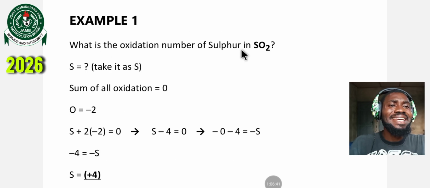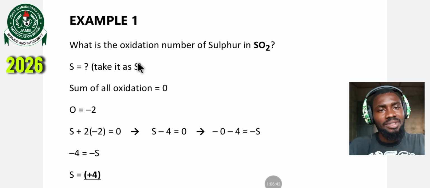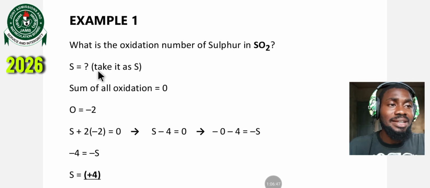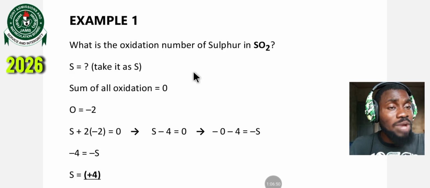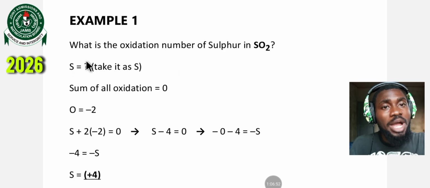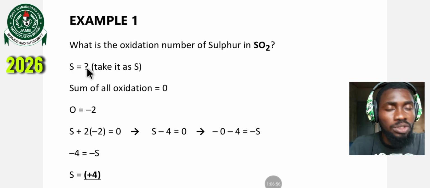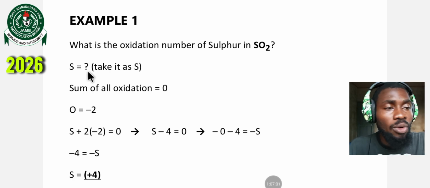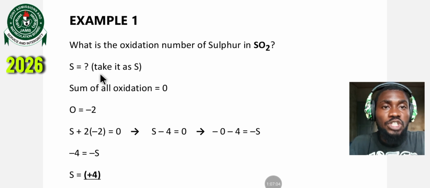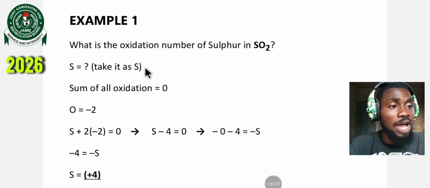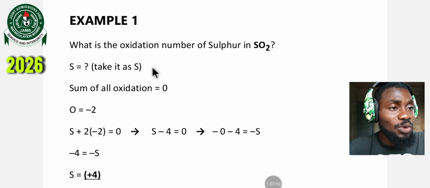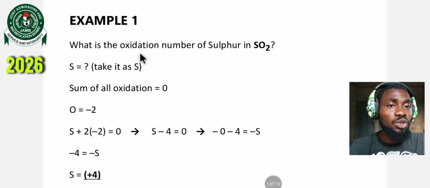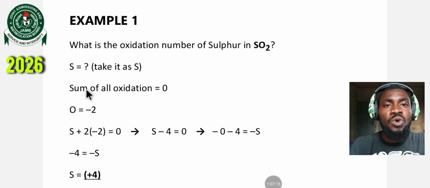So let's illustrate rules 1 to 7 in an actual exam condition. Example 1. What is the oxidation number of sulfur in SO2? We quickly write out our parameters, the given. Because we are looking for the oxidation number of sulfur, we are going to represent it as S in the equation. It's just like looking for x in mathematics. So here we are looking for sulfur, and we take it as S.